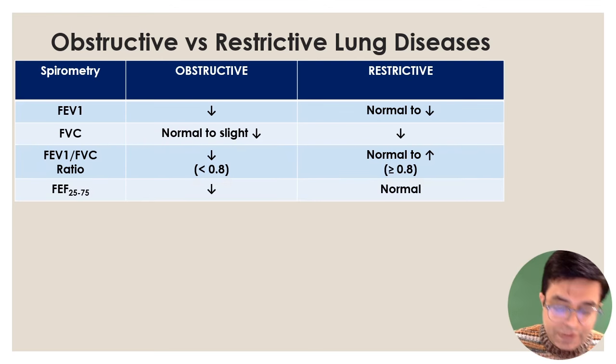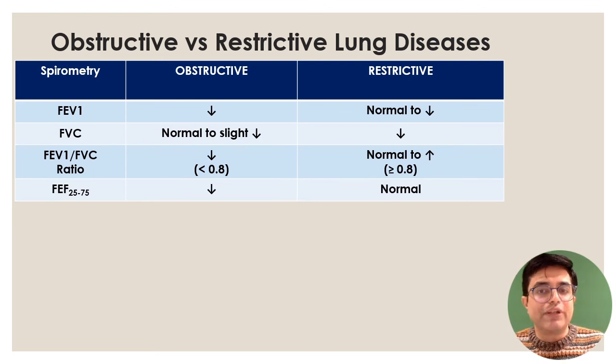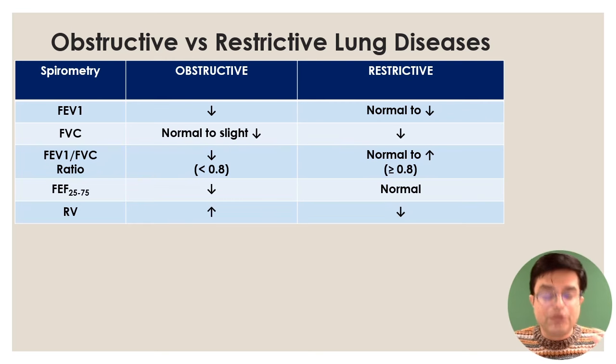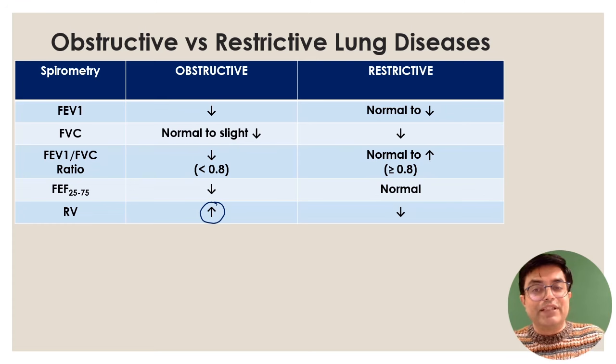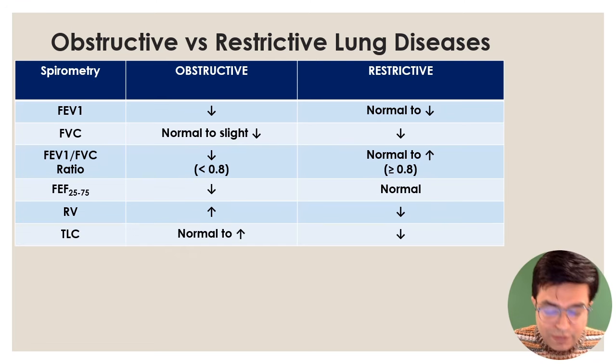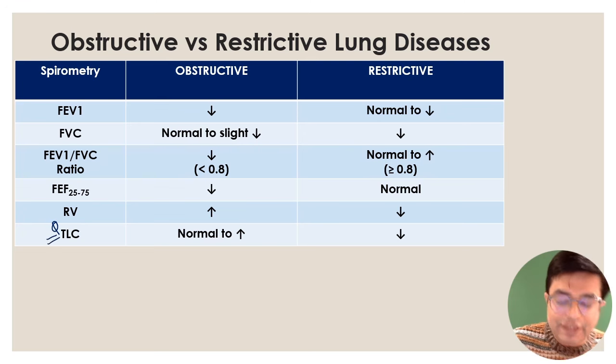Then we have FEF 25 to 75, which is decreased in obstructive lung disease but normal in restrictive lung disease. Then we have residual volume. As I said, air trapping is happening. So in which disease is air trapping happening? In obstructive, so residual volume will increase because trapping is happening. In restrictive there is a volume problem, so residual volume is always going to decrease in the patient. Then we talk about the total lung capacity. Put a Q on top of this. Total lung capacity, already an MCQ. Total lung capacity is normal to increased in obstructive, but it is reduced in patients with restrictive lung disease.